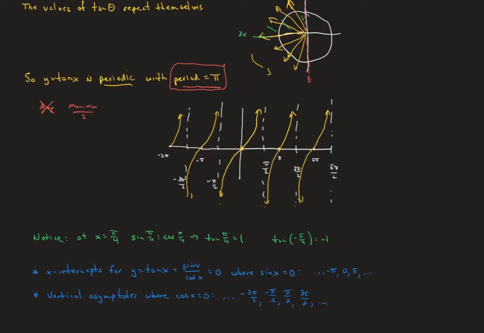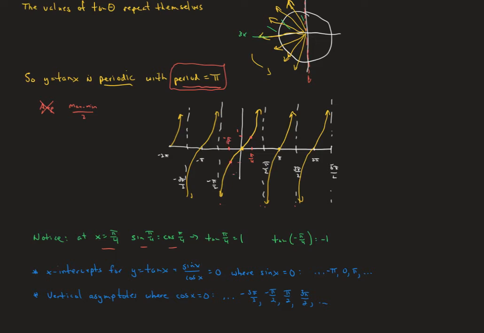Now, also notice that at pi over 4, sine of pi over 4 and cosine of pi over 4 are both square root of 2 over 2. And so, since tangent is sine over cosine, that's going to make the tangent of pi over 4 equal to 1. So we're going to know another point on there at pi over 4, 1. And at negative pi over 4, when we come over here, that's going to be equal to negative 1.